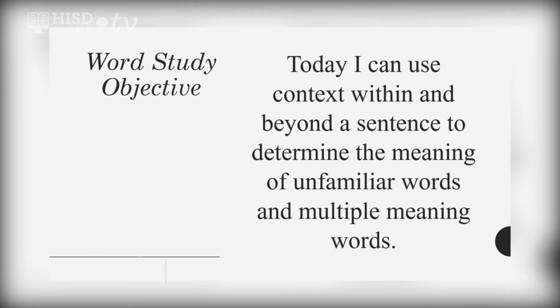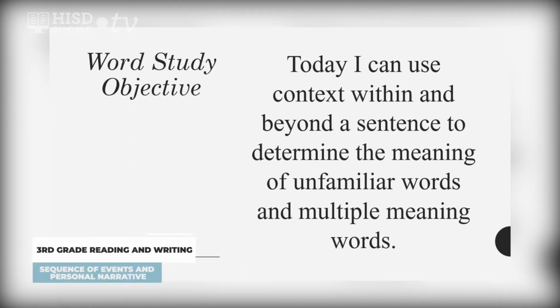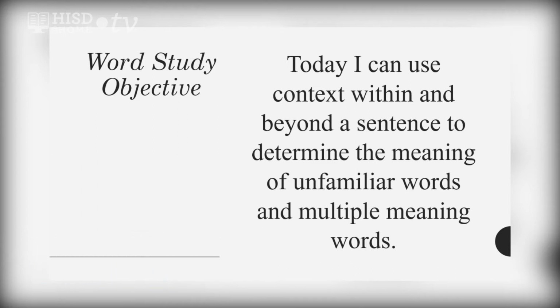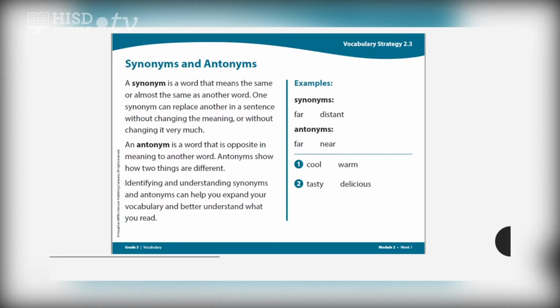Our word study objective: Today I can use context within and beyond a sentence to determine the meaning of unfamiliar words and multiple meaning words. Today we're going to be looking at antonyms. An antonym is a word that is opposite in meaning to another word. Antonyms show how two things are different.